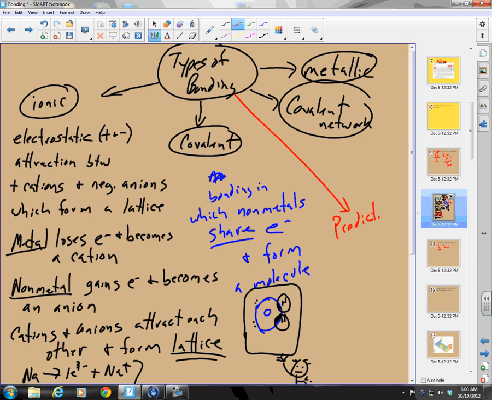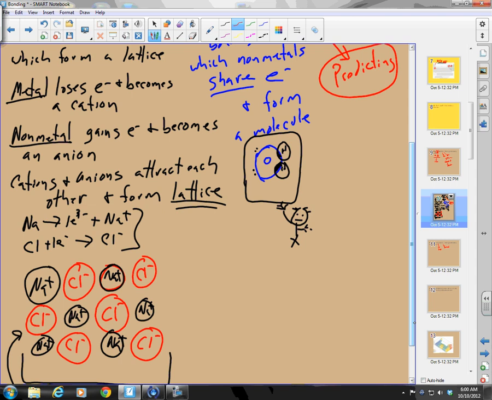Predicting bond type. Can we predict bond type? Yes, we can. How? We can use the electronegativities. You guys remember that? Electronegativities of each atom in a bond to predict bond type.